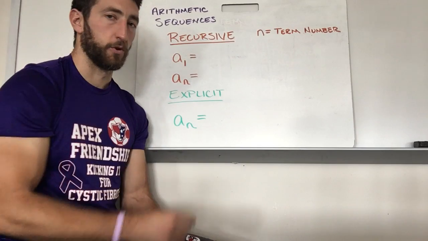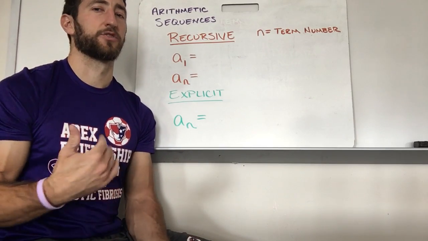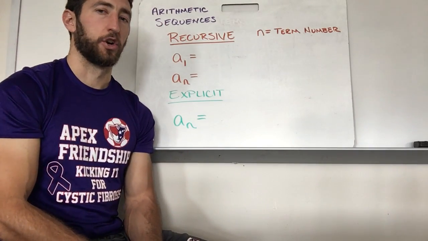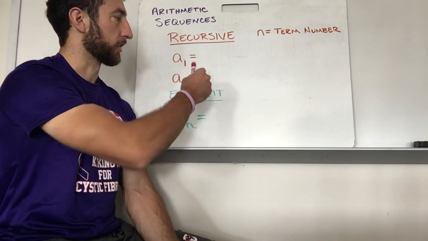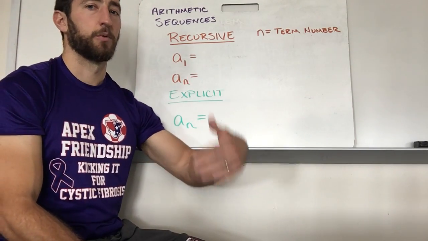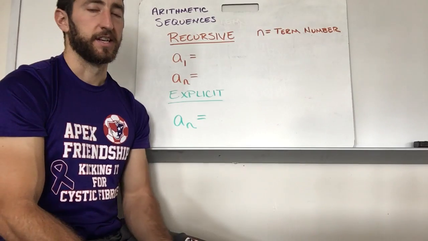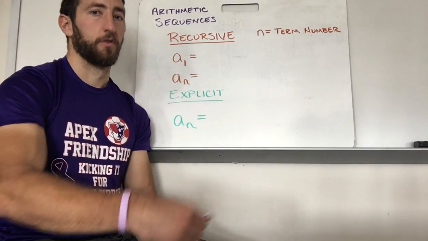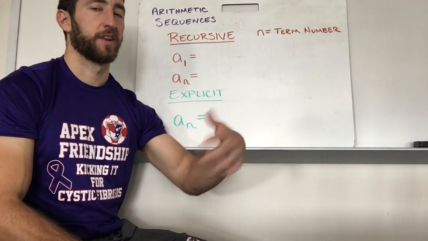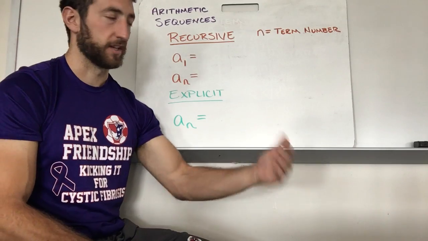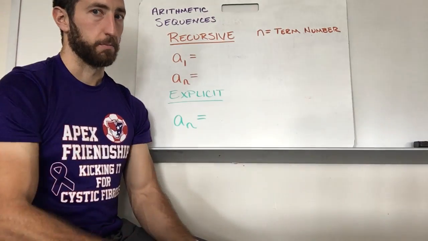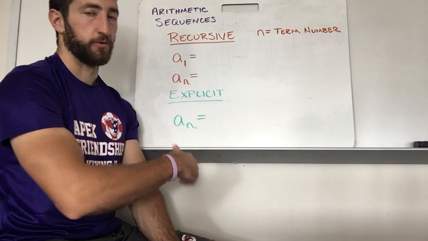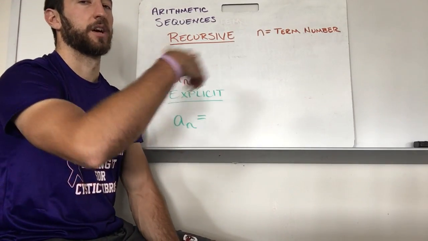The explicit formula allows us to jump to a term that's farther down the list. If we wanted the 40th term using the recursive formula, we would have to add the common difference over and over until we got to the 40th term. We'd have to add 40 times. But we don't want to do that. We want to use the explicit formula to shortcut that and jump to the 40th term.